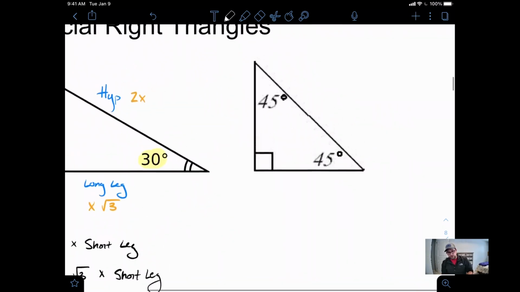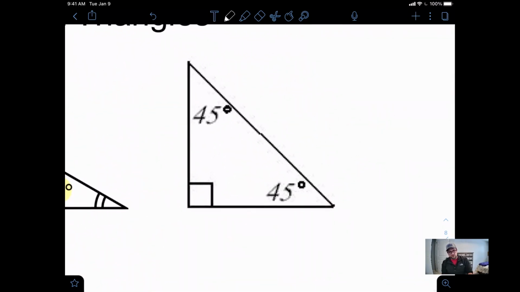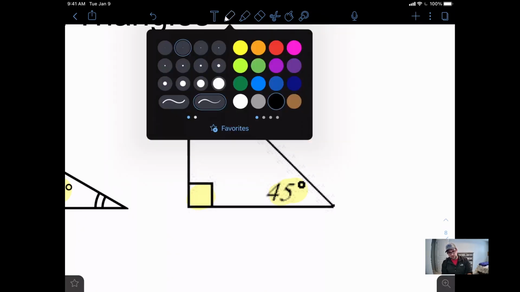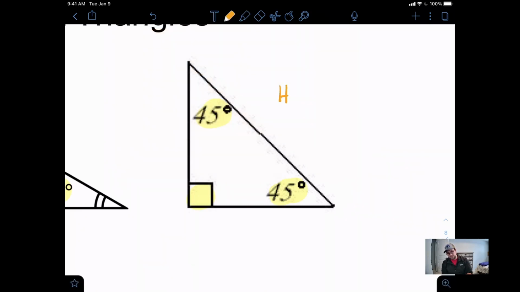The triangle over here on the right, this is what we call a 45, 45, 90 triangle because it has two 45-degree angles and one 90-degree angle. The hypotenuse is still located right across from the right angle. And we just call these legs in this problem. Now, the nice thing about a 45, 45, 90 triangle is that this leg is always the exact same length as this leg.